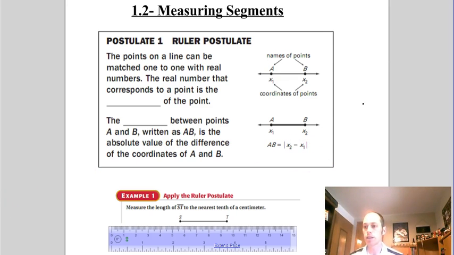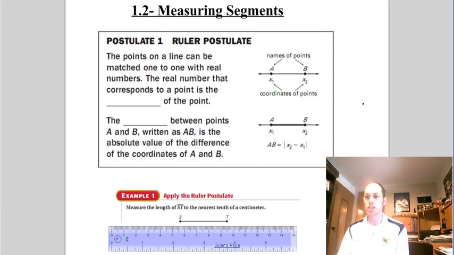The first thing we'll take a look at is what is known as the ruler postulate. What the ruler postulate says is, let's make a number line like we did in algebra, so we can match up points on a line with real numbers. The real number that corresponds to a point is the coordinate of that point.